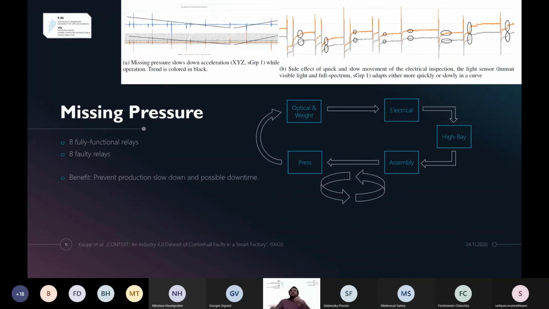In our pressure use case, the pressure is lowered over time to a minimum operation level, where it is re-established after the pressure leakage is fixed. This can be seen in the acceleration data over the electrical inspection, upper left, and the data upper right, where you can see a spike if the sensor is shadowed and lighted again quickly, whereas when the motion slows down, the spike becomes more of a curve because the sensor has more time to adapt. The benefit in detecting such a use case is to prevent production slowdowns and a possible downtime.